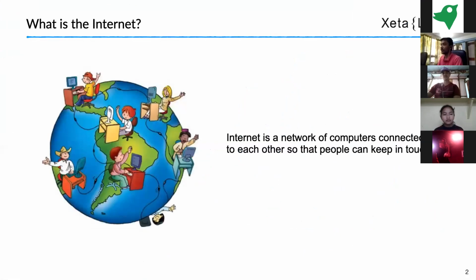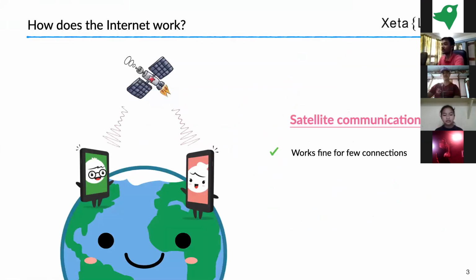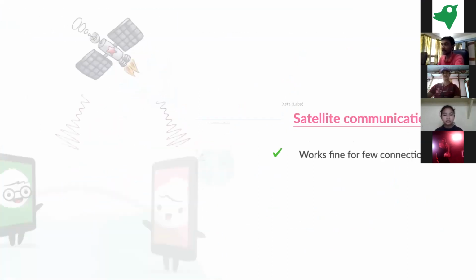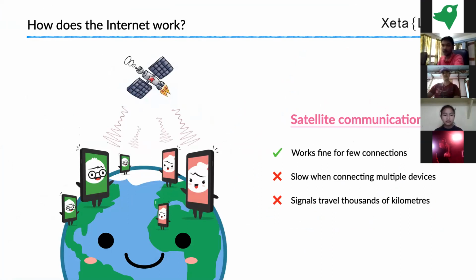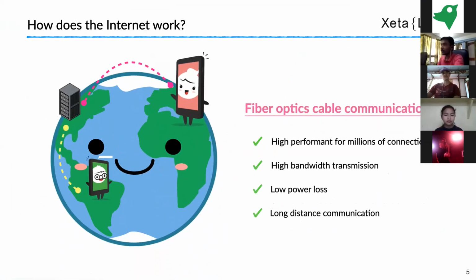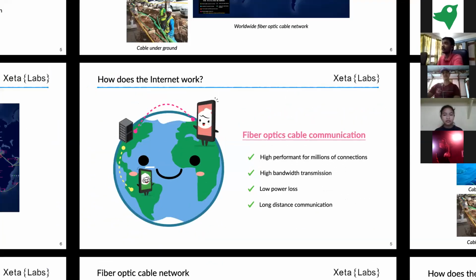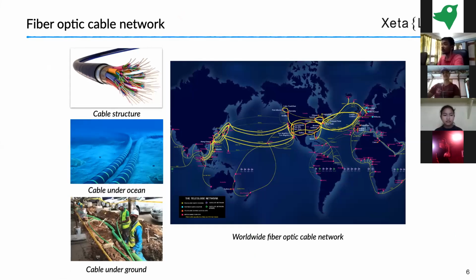So you remember this diagram? What is the internet? Yes. Okay. So it's basically saying that people are connected to each other through the internet. You can see people are sitting in different parts of the world and they are connected through their computers. The next one is the satellite communication and its drawbacks. Then why we use the fiber optics cable communication, we talked about that and their benefits. I was talking about this picture, the fiber optic cable network.